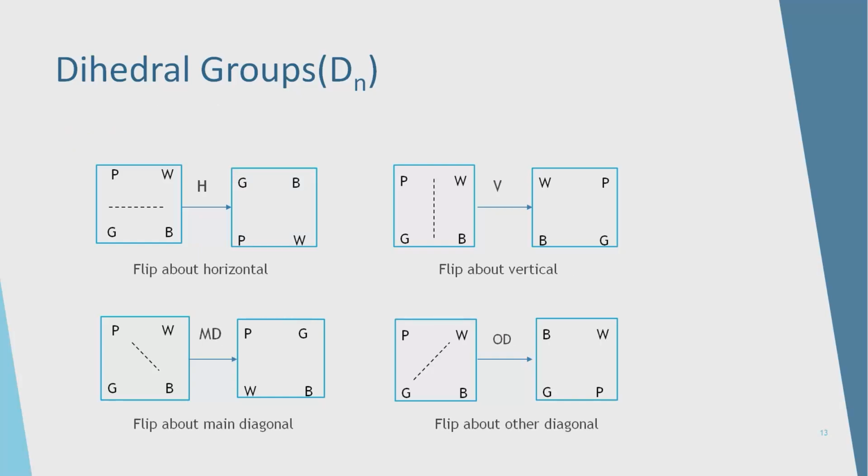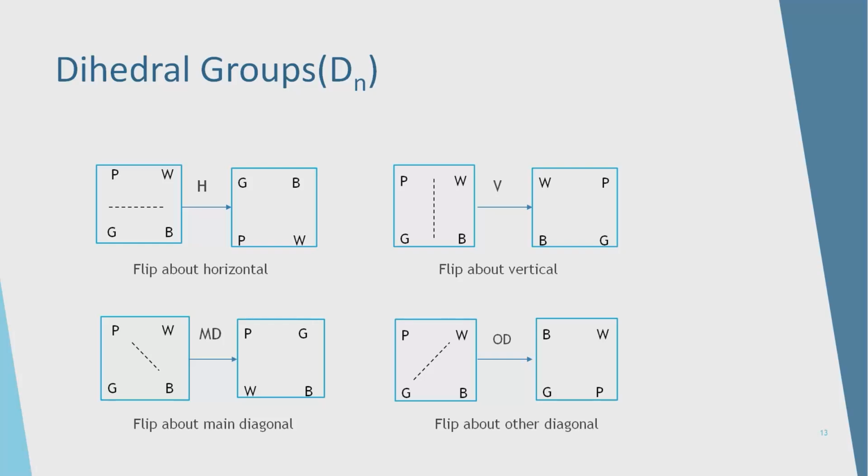The remaining 4 are, one, a flip about the horizontal axis. That is, we keep the vertical axis as it is, then invert the elements along the horizontal, then we get the 5th element. That is, P goes to the place of G, W goes to the place of B, G goes to the place of P, and B goes to the place of W. Another one is a flip about the vertical axis. Along the vertical, we just interchange the elements, and we get the 6th element.